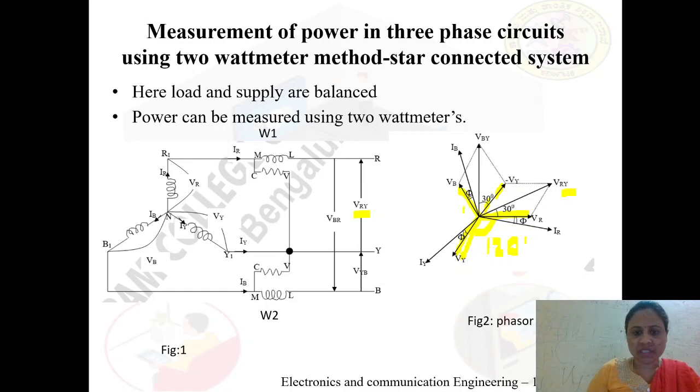Similarly, considering the other line voltage Vyb, this is the vector difference between Vb and Vy. So Vb minus Vy is the resultant, which is Vby.